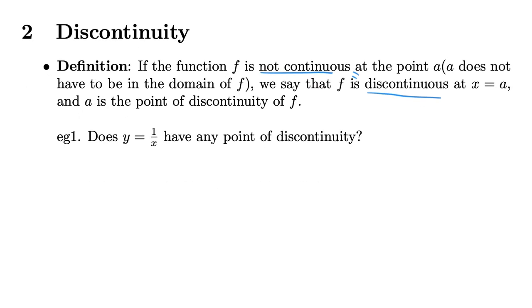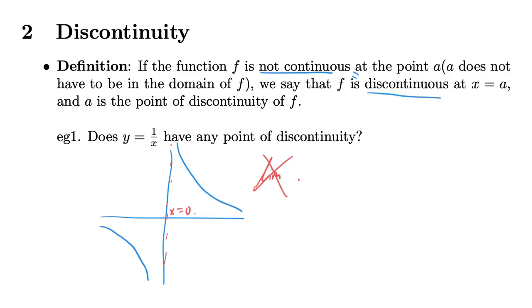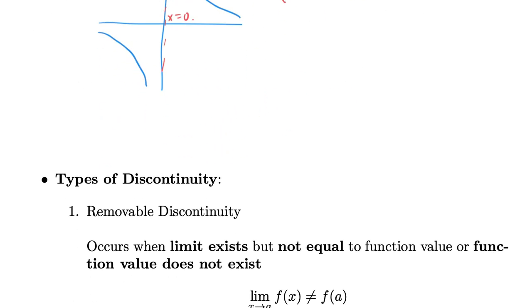Another quick example here is 1 over x. We've seen this many times. Very intuitively, all of this is continuous, right? You can convince yourself as much as you want, but it is clear that at x equals 0, we have discontinuity because the limit does not exist. So the point of discontinuity here is x equals 0.